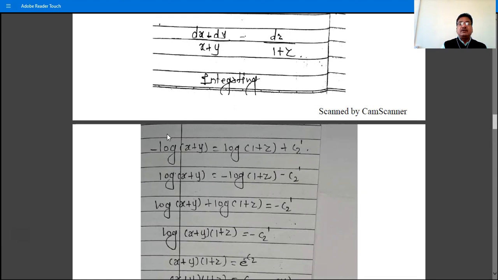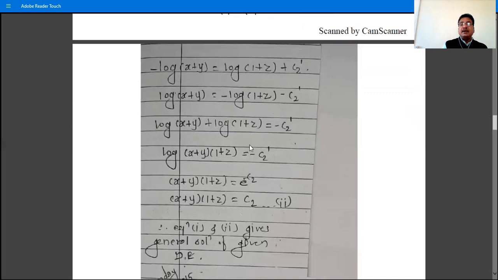And so we have the log minus log x plus y as the integration, this minus sign, and the integration of this factor is what? Log x plus y is equal to log 1 plus z plus c2 dash. Suppose c2 dash is the constant of integration. And then shift this negative sign, and we have log x plus y plus log 1 plus z. Log a plus log b is log a into b, equal to minus c2 dash.